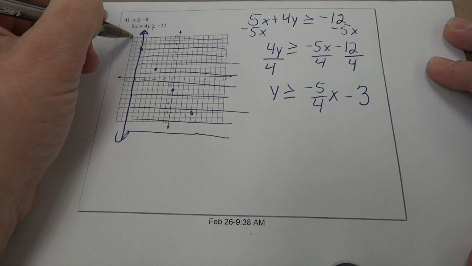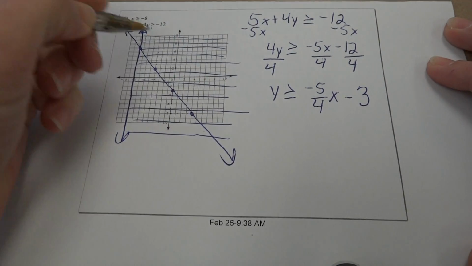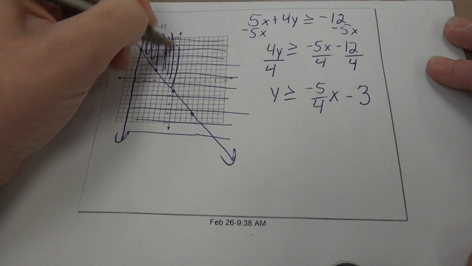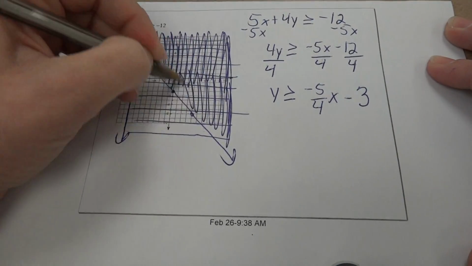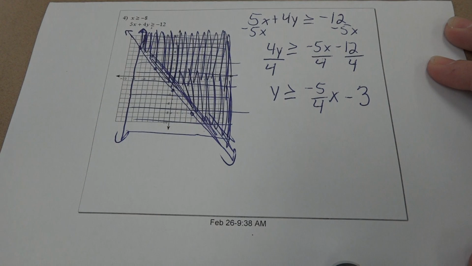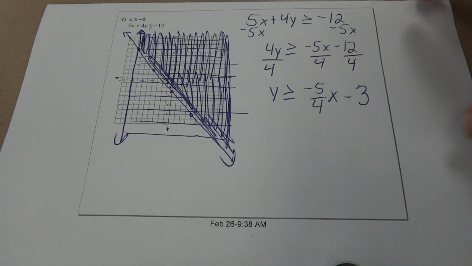Y is greater than or equal to, so I have a solid line through these points. And since it's greater than, I shade above the line. So where both shadings overlap will be my solution set to this system of inequalities. All right, we got one more example. Example 5.